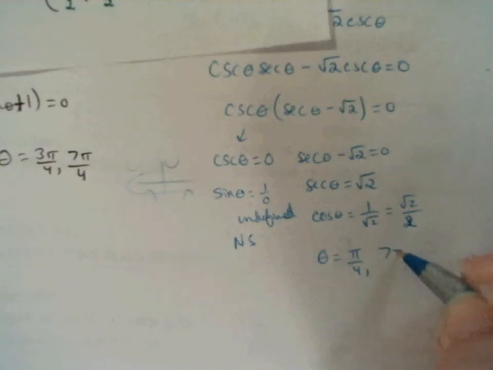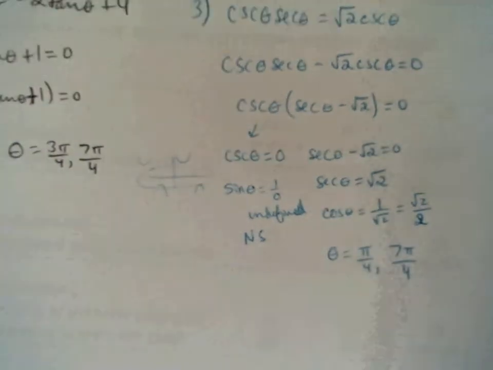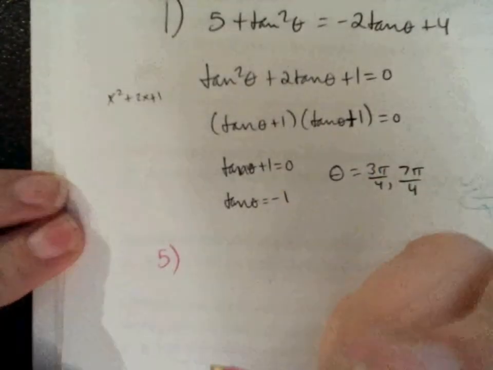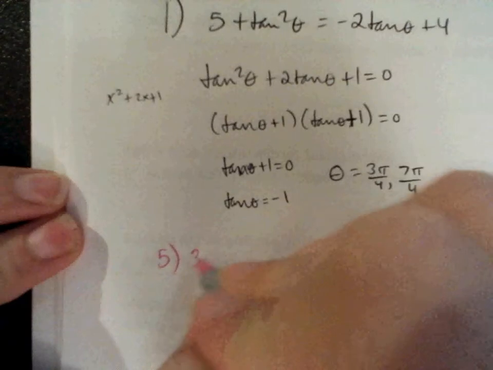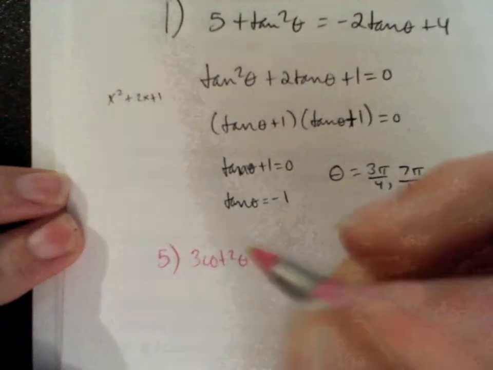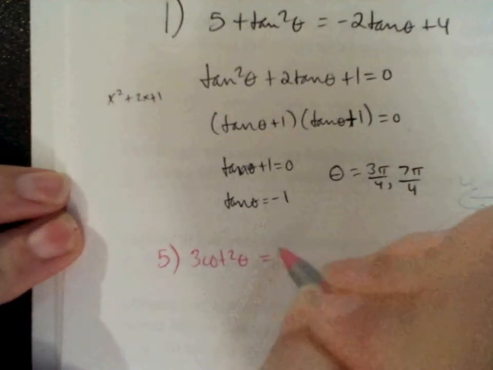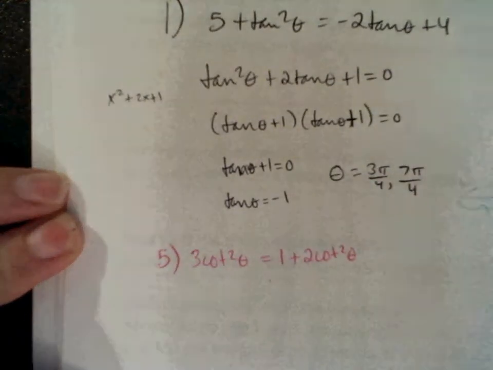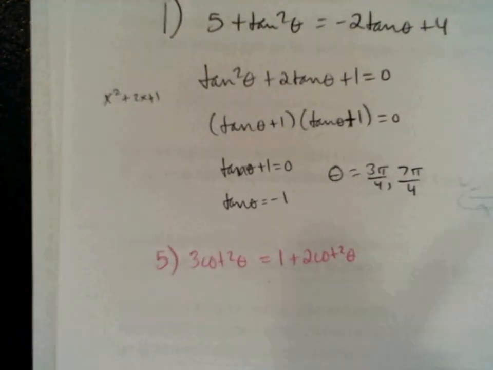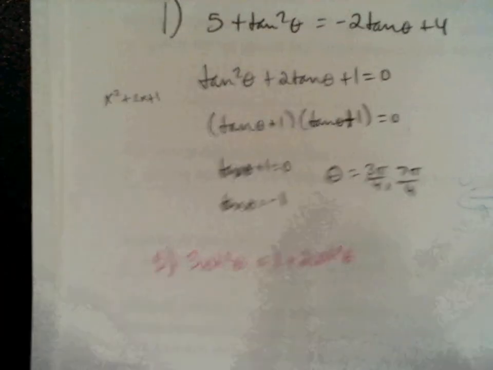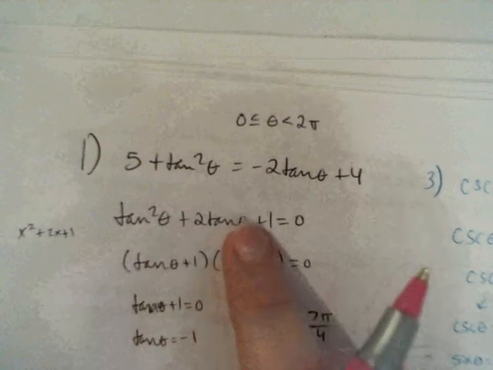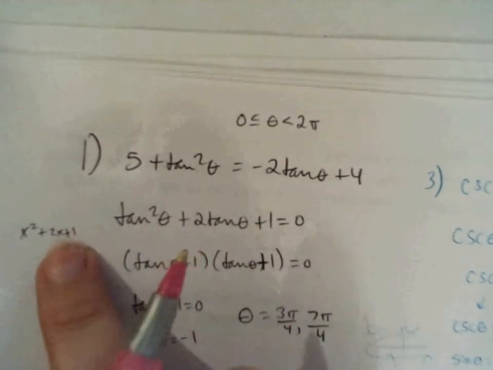Okay, let's go to number 5. 5 says solve 3 cotangent squared theta equals 1 plus 2 cotangent squared theta. Okay, so far, this is my third type of problem. This one had a quadratic tangent, a linear tangent, and constants. That's a quadratic form like ax squared plus bx plus c.